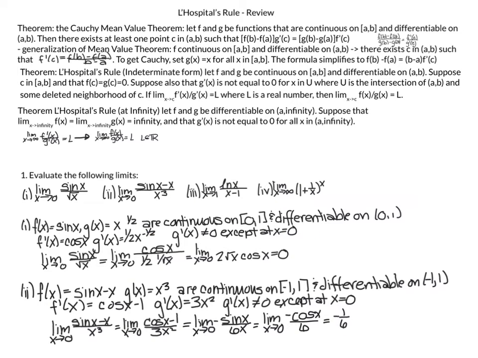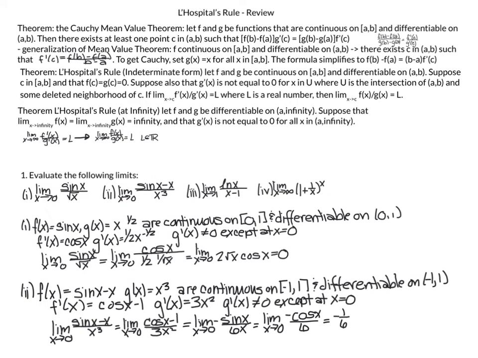So then we can set the limit of sine of x over square root of x equal to the limit of cosine x times 1/2 times 1 over square root of x. So that's equal to the limit, just algebraically, 2 square root of x cosine x, and plugging in 0 for x, we're going to get 0. So here is the limit.